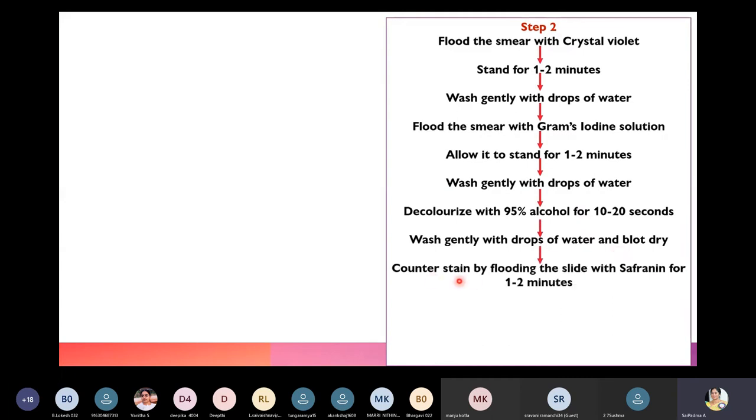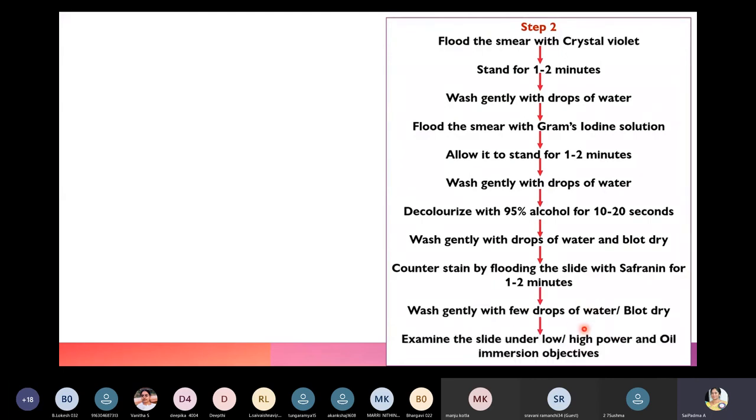Now we add the counter stain. By flooding, we add safranin along the slide for 1 to 2 minutes. Then wash gently with a few drops of water, and again blot dry it. After that, examine the slide under a low or high power microscope and the oil immersion objective. So these are the steps for the preparation and staining of the organism.